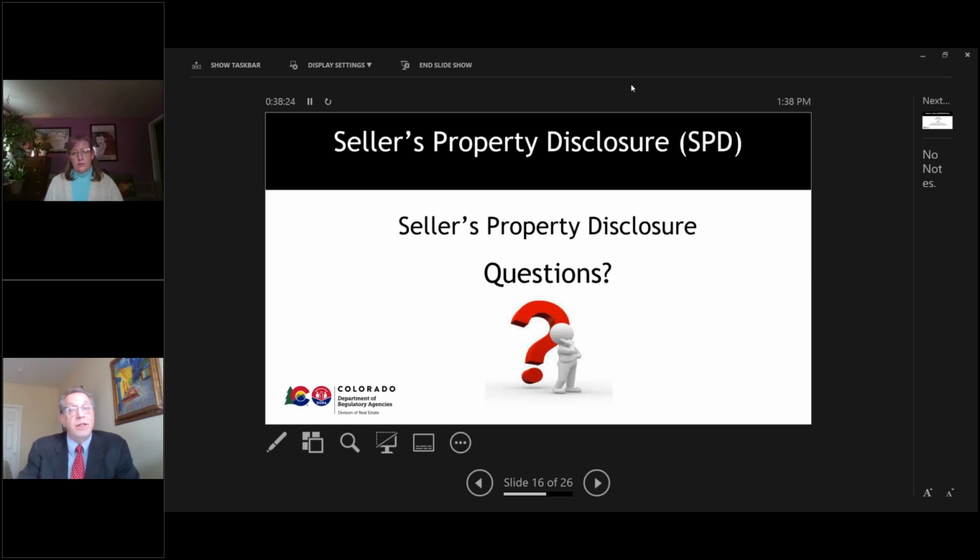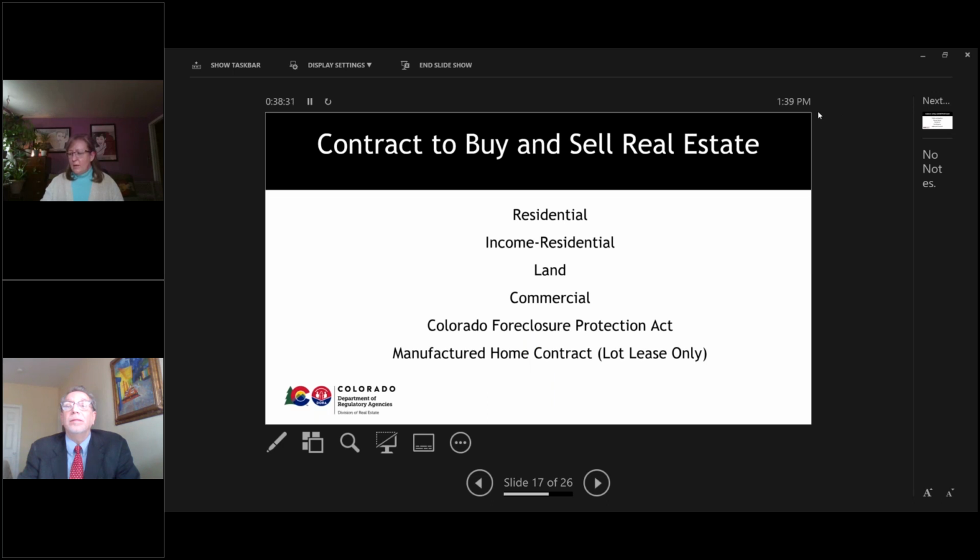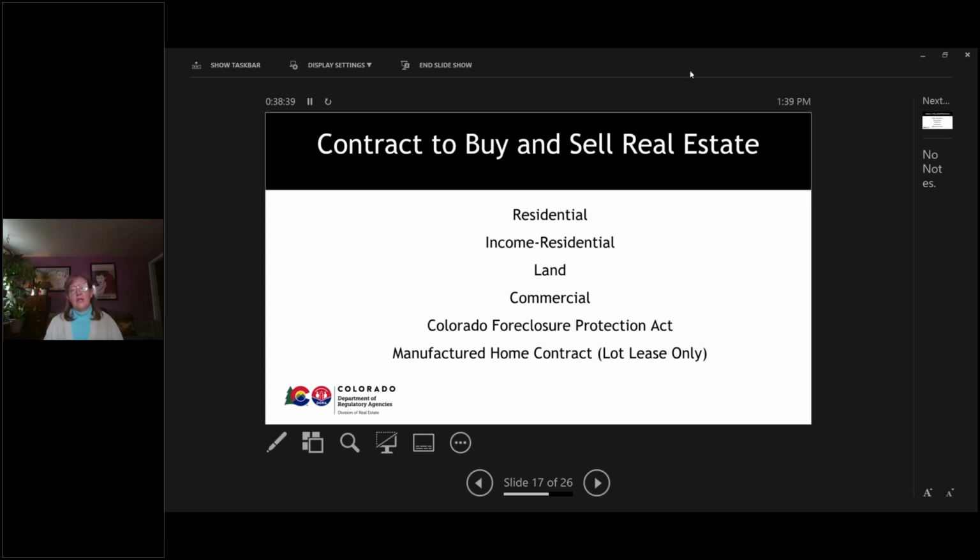We can now move on to the next section, and that's the contract to buy and sell. So this is the daunting contract, because it is typically 19 pages long. We've got several different iterations of the contract to buy and sell. There's the residential, there's the income residential, there's land, there's commercial, there's the Foreclosure Protection Act, and then there's a manufactured home contract. We're just really going to focus on the residential one. That's pretty typical, the type of transaction that most people are going to deal with.